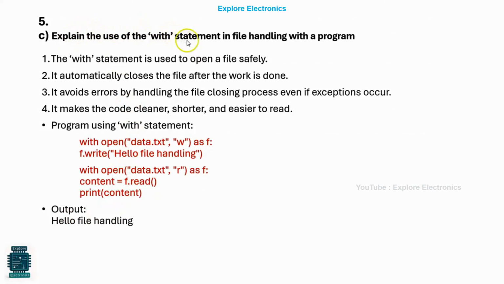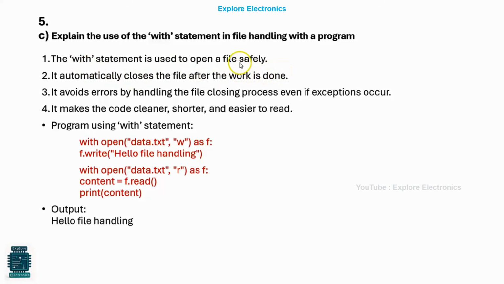Explain the use of with statement in file handling with a program. We have to explain the with statement in file handling. The with statement is used to open a file safely. It automatically closes the file after the work is done. Whenever we use the with statement, the file is automatically closed when the work is done.